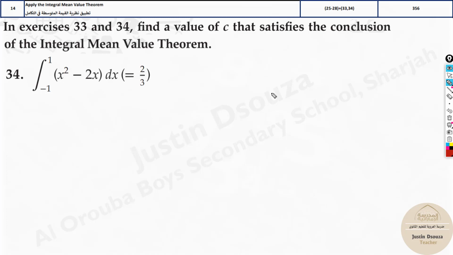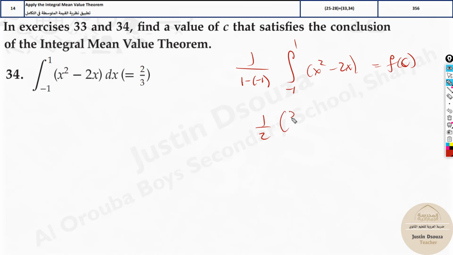All you need to do is write up the formula. It is 1 by b minus a, and I'll directly substitute the values. 1 by 1 minus of minus 1, and integral minus 1 to 1 of x squared minus 2x is equal to f of c. And now I will solve this up. It will be minus of minus 2, so it will be half. And what is this value? It is 2/3. That will be equal to f of c. So what is f of c? It will be 1 by 3 is equal to the function of c, f of c.